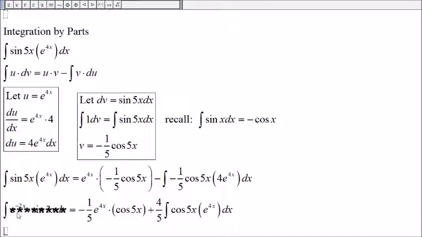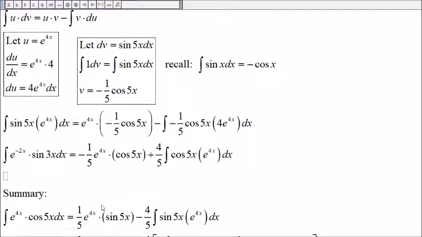So the integral of e to the 4x cosine 5x is equal to this. Earlier, this is the original integral, and we got this result. And then now we found the integral of sine of 5x e to the 4x.